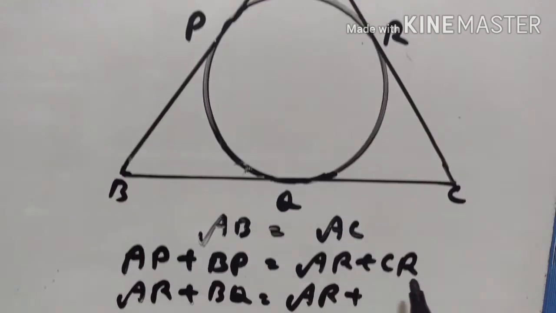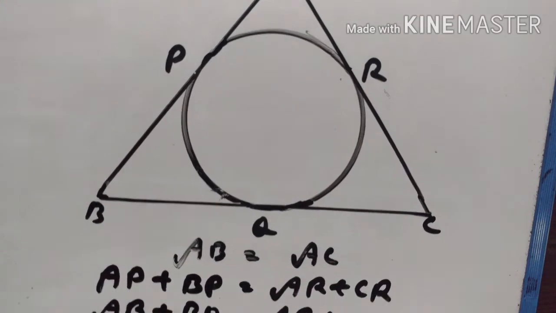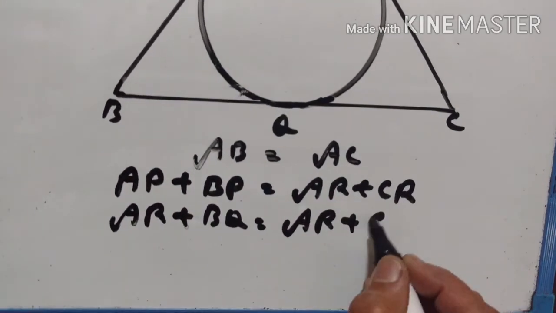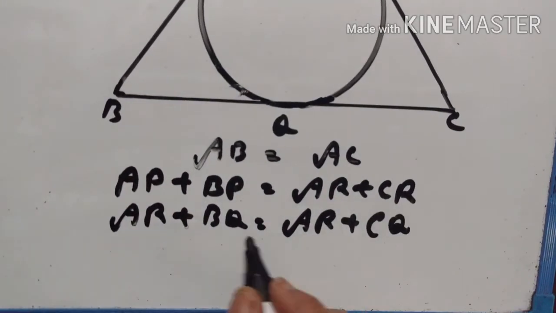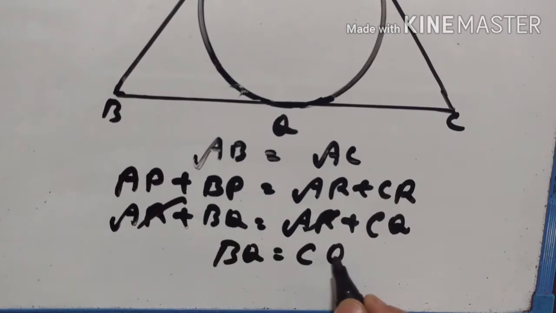AR plus CR is equal to CQ. So instead of CR, I'll write CQ. AR goes off. BQ is equal to CQ. Proved.